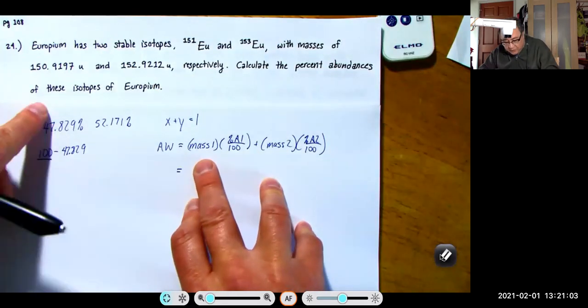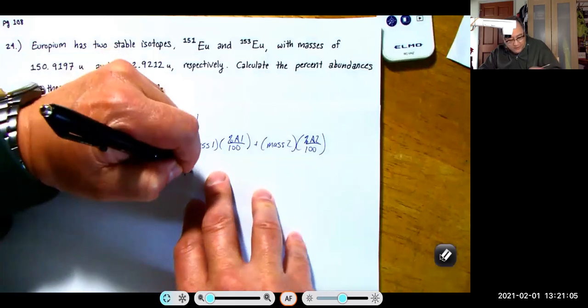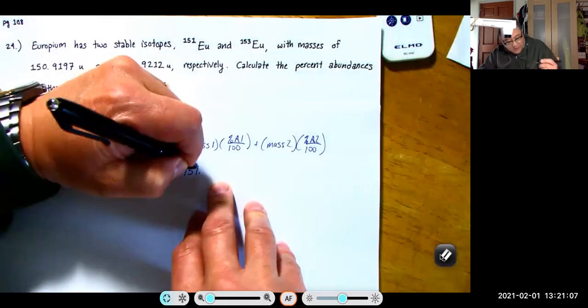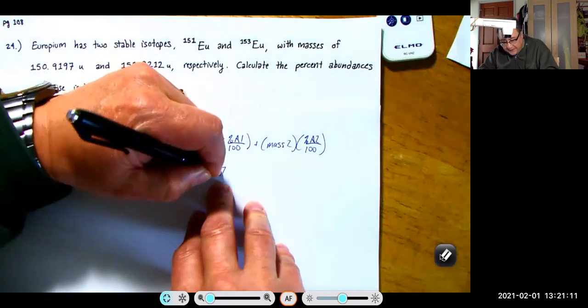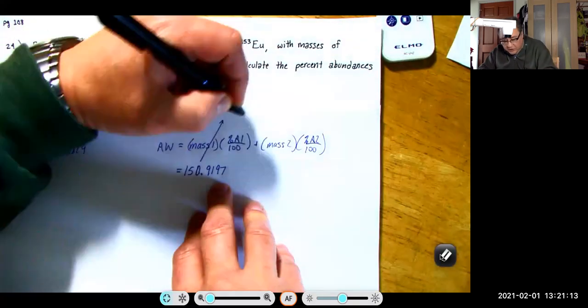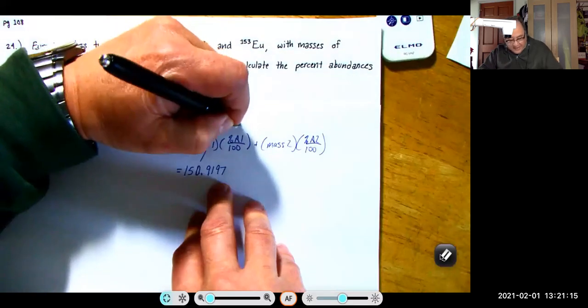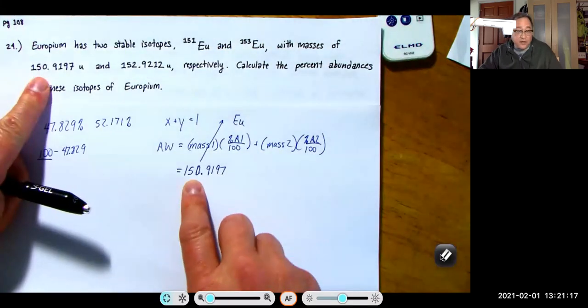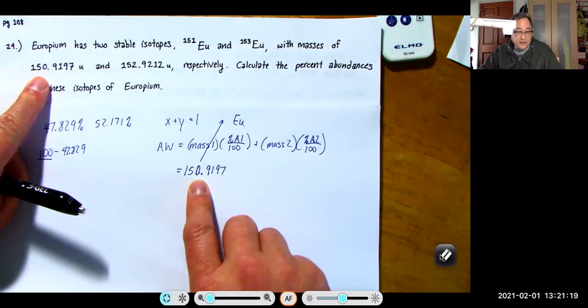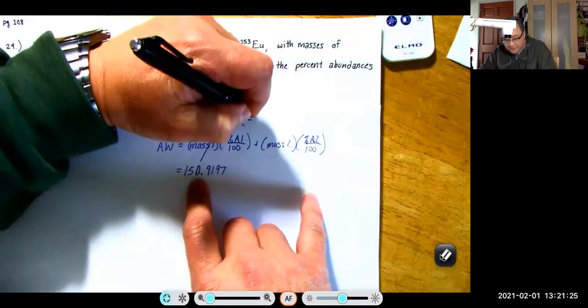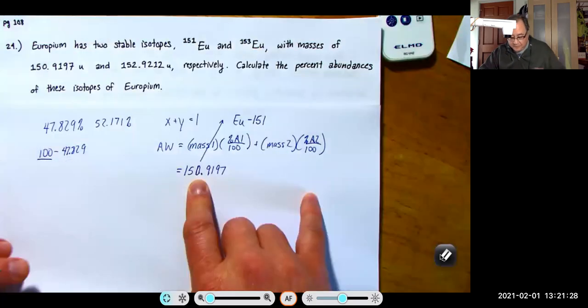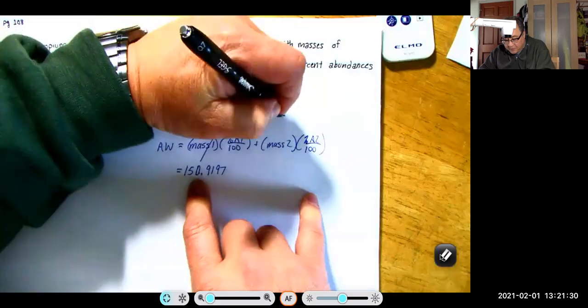Yeah. But when I start doing this, for mass 1, if I write 150, I'm sorry, 0.9197, then here I'm talking about the isotope that has a mass of 151, correct? Yeah. Rounded off, it's 151. So I'm talking about europium 151 here.